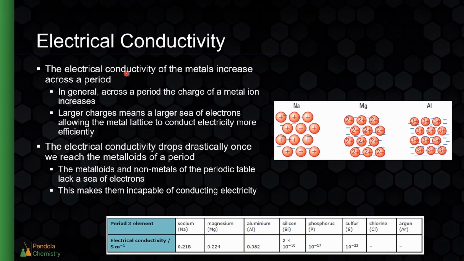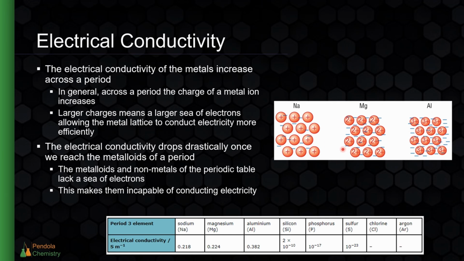So when we say that the electrical conductivity of the metals increases across a period, we are referring to only that of the metals, that of the elements that will conduct electricity at the solid state. In general, across a period, what's going to happen is that the charge of the metal is going to increase. Sodium, for example, if we keep taking period 3 as an example, which you might notice throughout this chapter, period 3 is kind of our go-to example for a period, but these discussions apply to really any period.